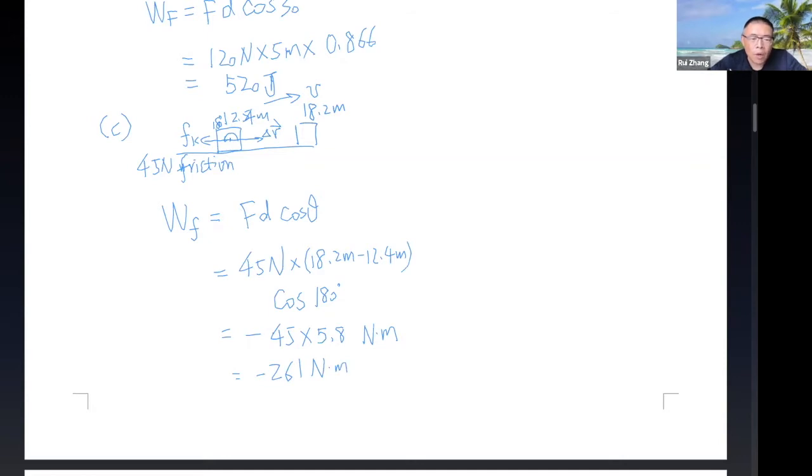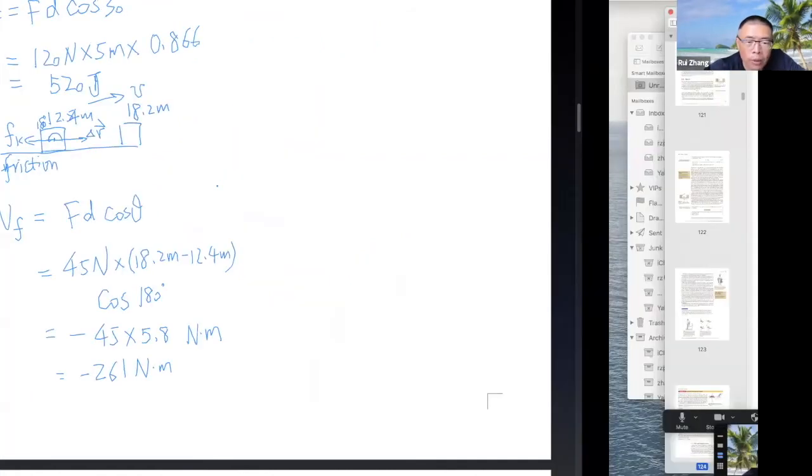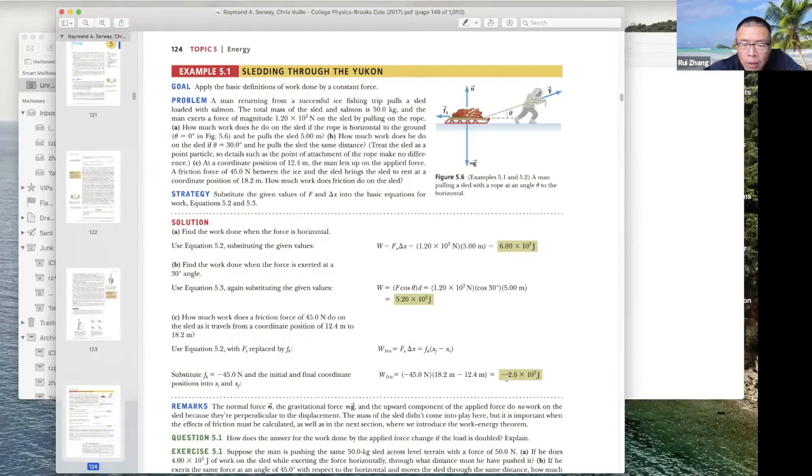Okay, so the work is negative because the friction is going opposite to the direction of motion. So it's doing a negative contribution to the motion. Okay, so that's why you got 261. See, basically this, and then these are what we calculated before.